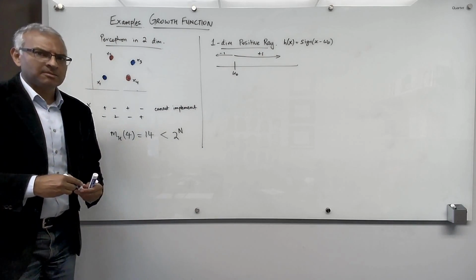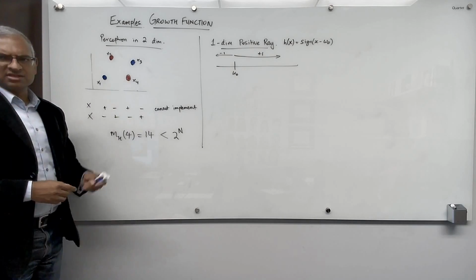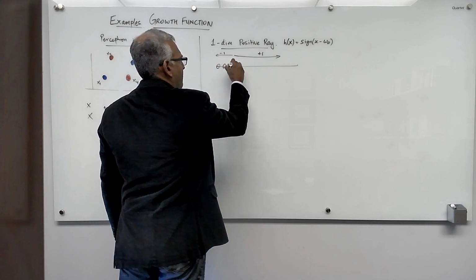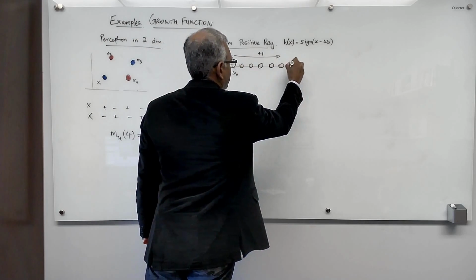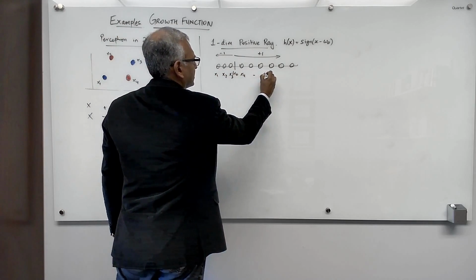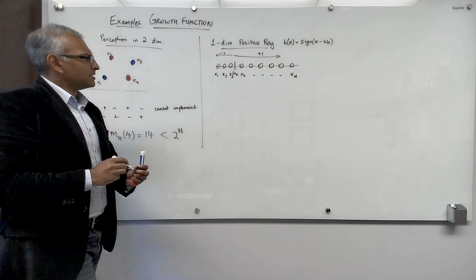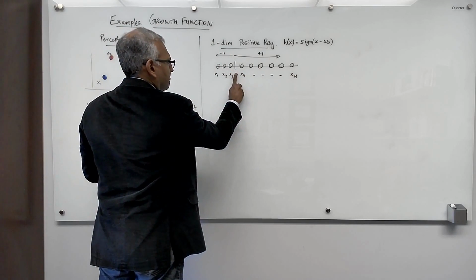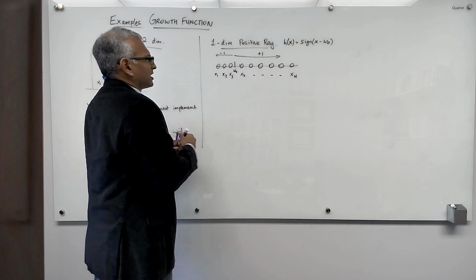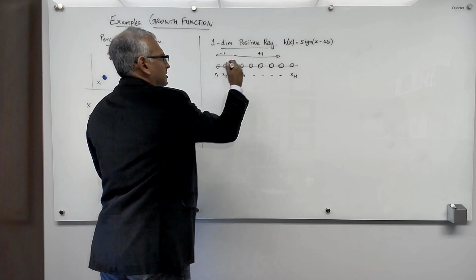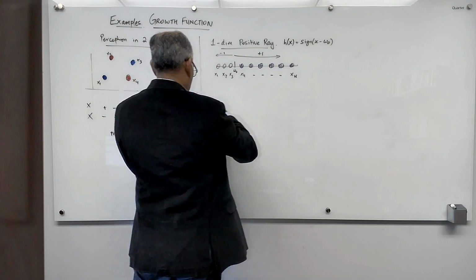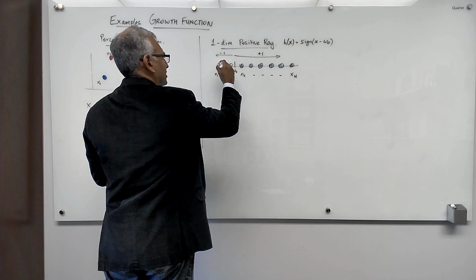So let's place some points, and this time we're going to go all out. I'm not going to consider 3 or 4. We're going to go all out and place n points. So think of this as x1, x2, x3, x4, xn. Now, in this example, I've placed w0 here, and what that accomplishes is that all the points on the right here are getting classified as plus, and all the points on the left are getting classified as minus.